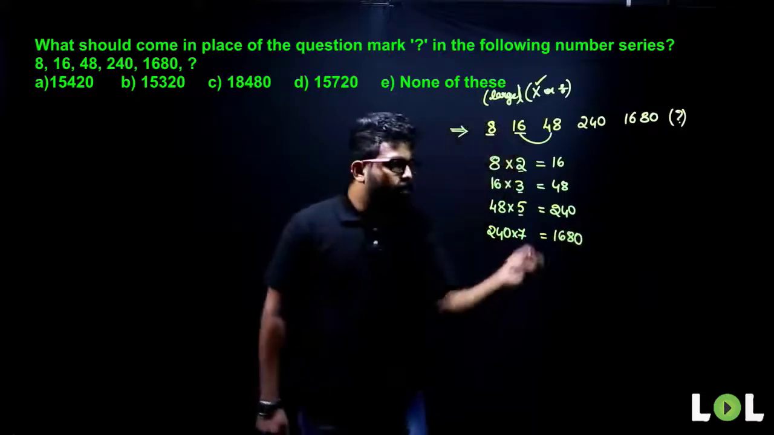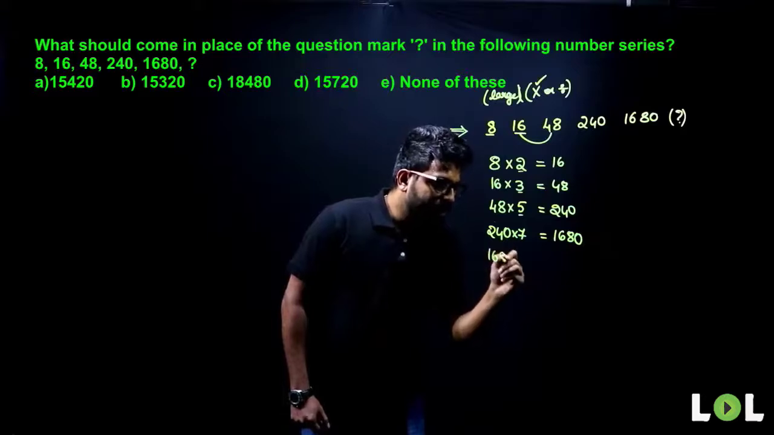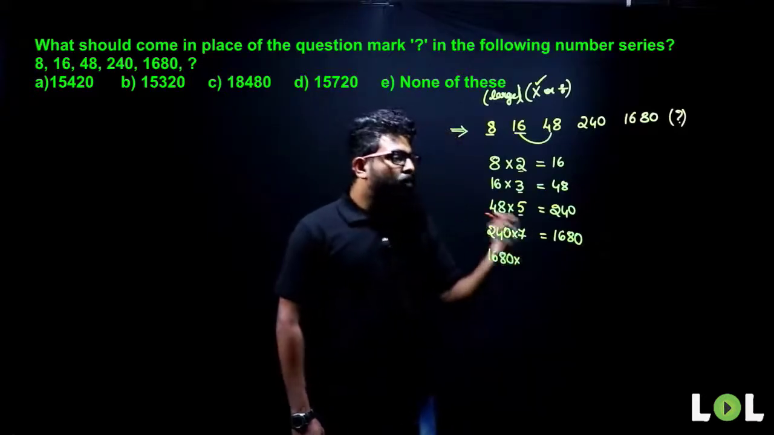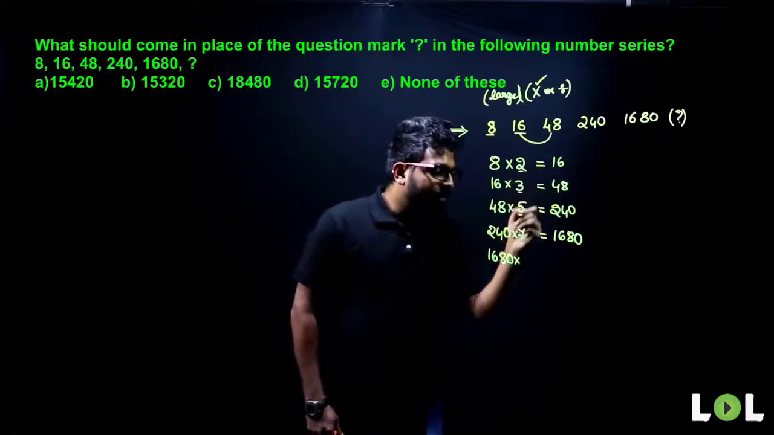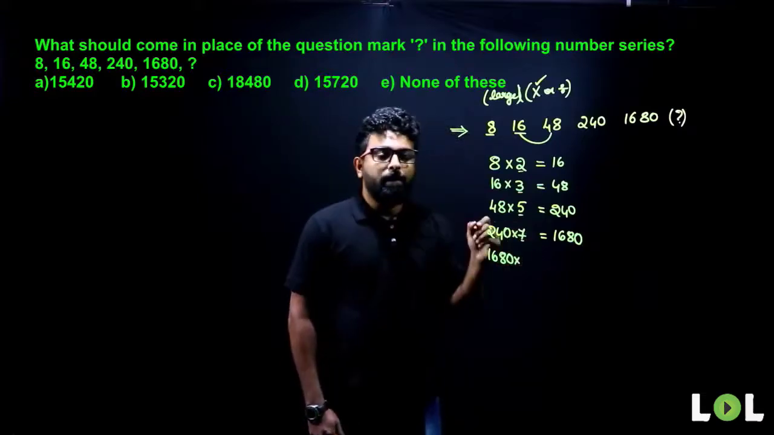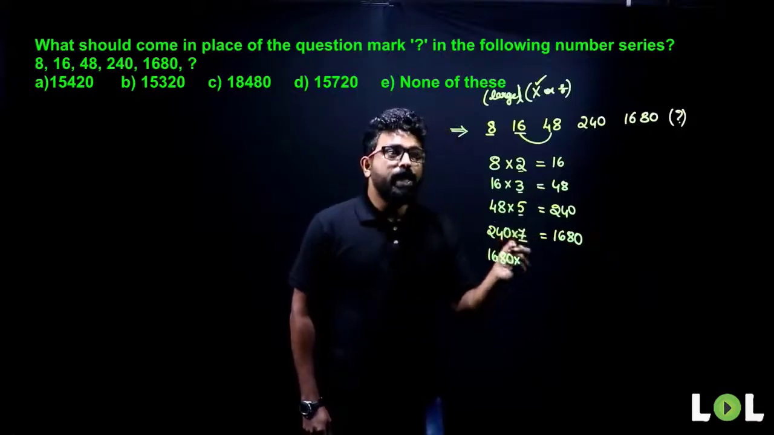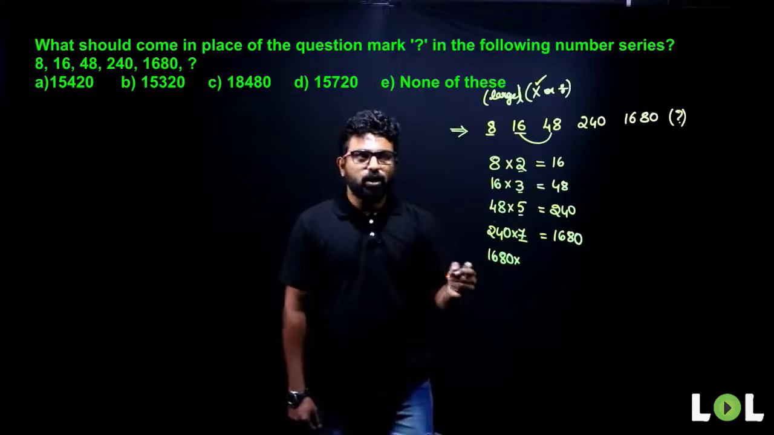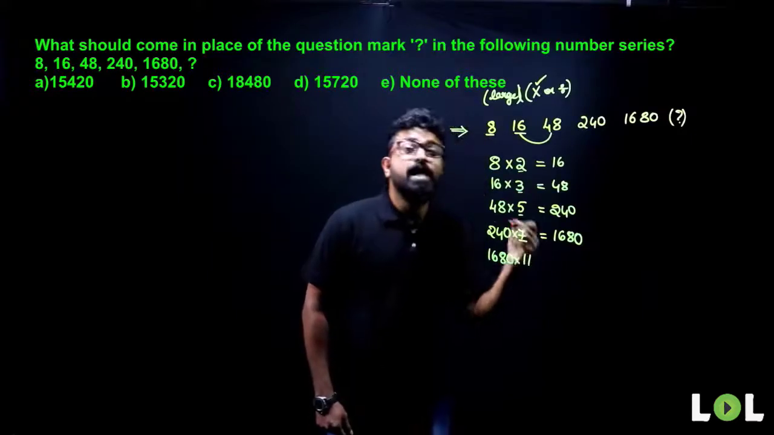So what do I need to multiply 1680 with? 1680 into, is it 9? Generally what people do is they multiply it with 9 because 3, 5, 7 are odd numbers. So they'll take it as 9. But be careful, people, you should not multiply it with 9. Why? 9 is not a prime number. So you need to multiply 1680 with 11. My next prime number after 7 is 11.